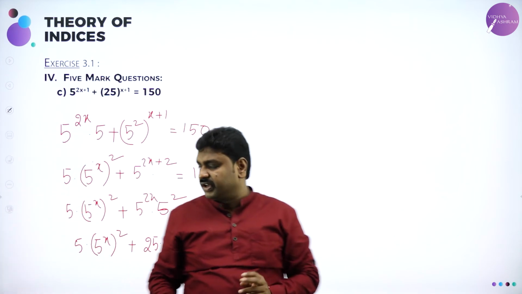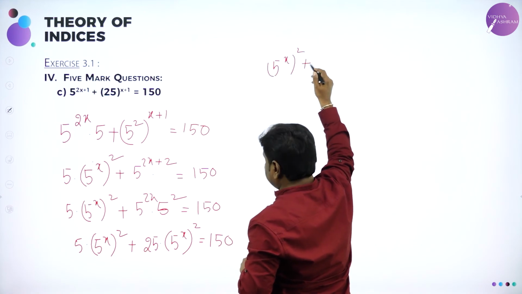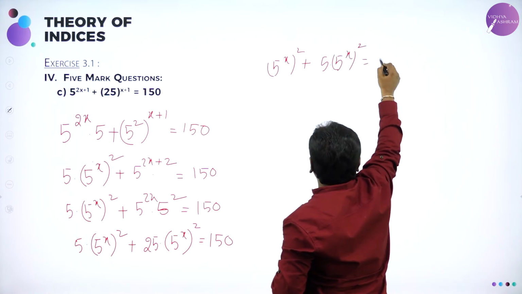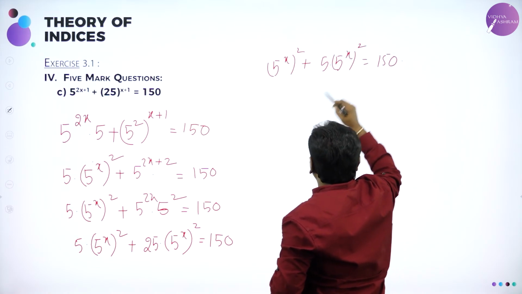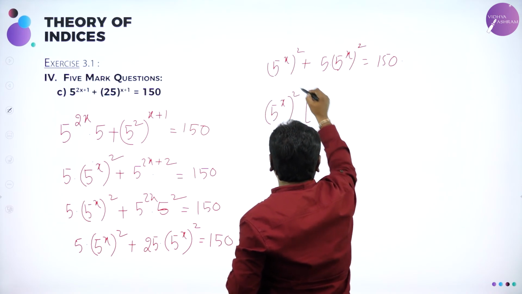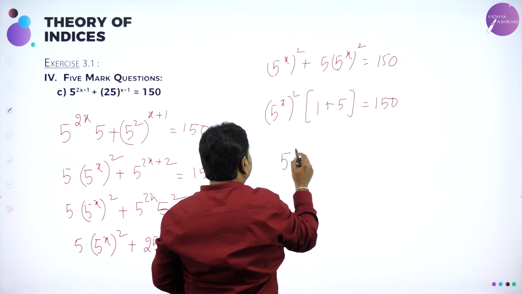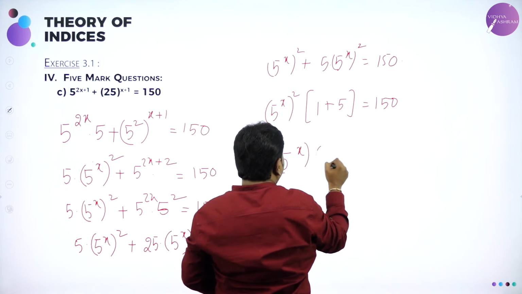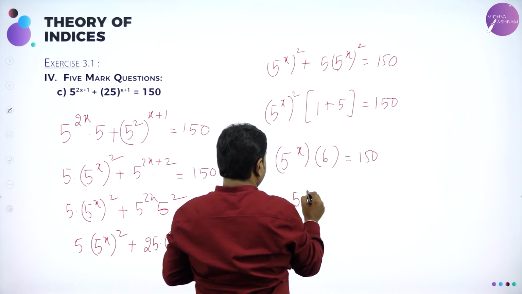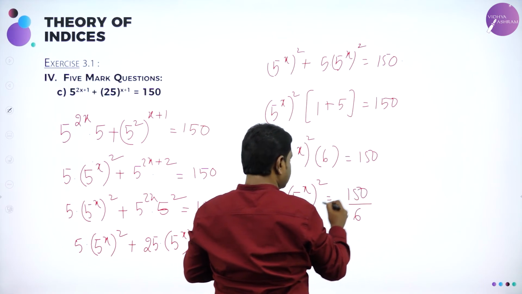If you divide by 5 on both sides, the problem reduces. So I'll have 5 power x the whole square plus 5 into 5 power x the whole square is equal to 150. Now further I can take 5 power x the whole square common, do you agree? So this will become 1 plus 5 is equal to 150. Now I'll have 5 power x the whole square into 6 is 150, because we have only two terms here. 5 power x whole square is equal to 150 divided by 6.